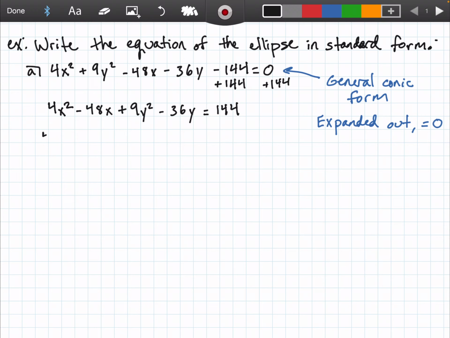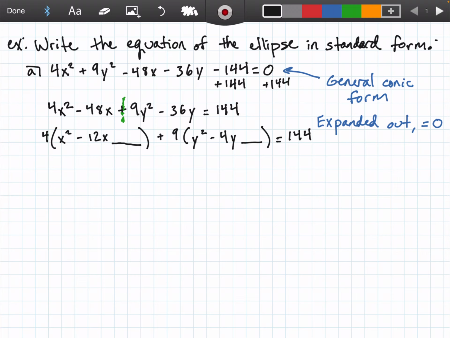So I'll start by doing 4 times x squared minus 12x, and I'm going to leave a blank to complete the square with those. Now I'll do the y's. So that was, here I'll just make a little separation line. Those were with the x's, and now we'll go with the y's. So we'll factor out 9, and now I'll do y squared minus 4y equals 144. And now we're going to find the value that completes the square for both of these.